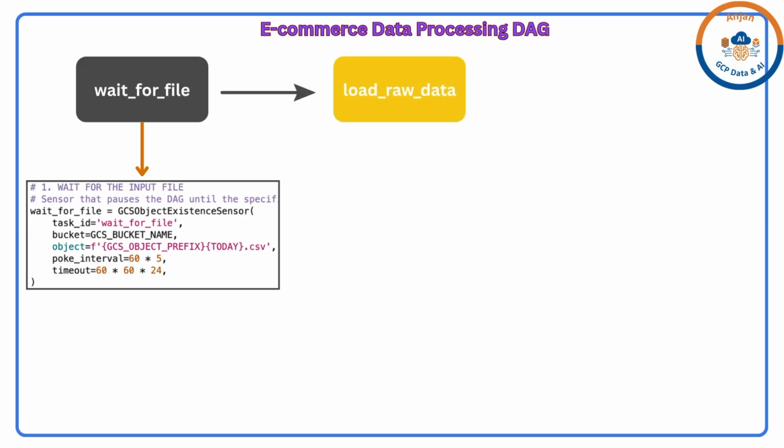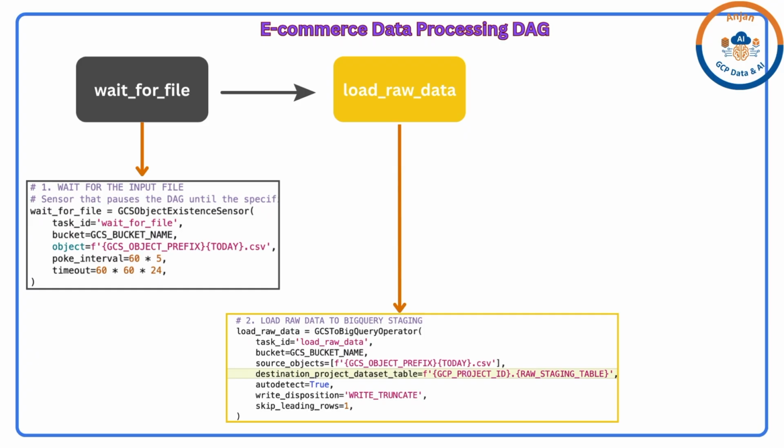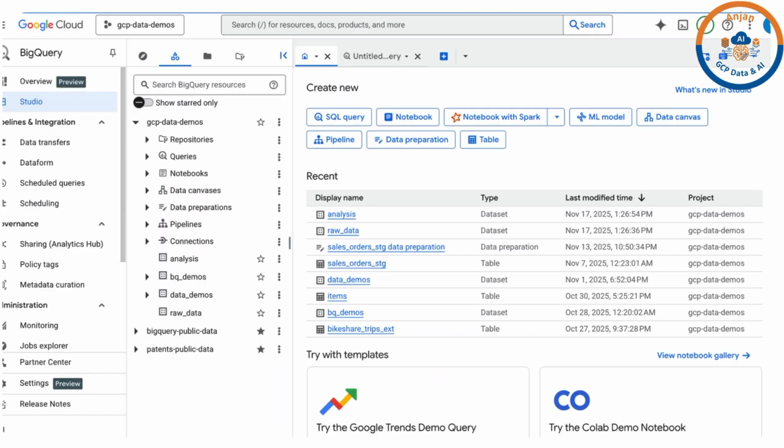Now that the file is ready, we load it into a staging table in BigQuery. We don't need any code. We use a pre-built Google Cloud operator, that is the GCS to BigQuery operator. This operator takes the file we just found in GCS and loads it into a temporary BigQuery table called raw customer staging. We have created two datasets for this demo. The first one is called raw data, where our raw customer staging table will be created to store the extracted raw data. The second dataset is named analysis, which will contain the finalized processed table after all transformations are applied.